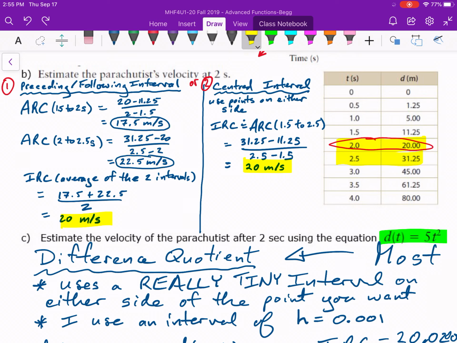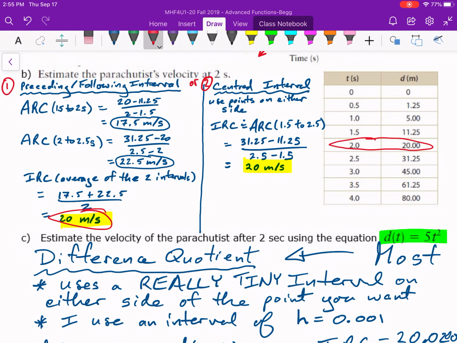If I want to find out then what the instantaneous rate of change is, what I do is I then average those two. So I'm going to average this and this, put it in here, so add them together, divide by 2, and I get 20 meters per second. So that is the average rate of change, 20 meters per second.